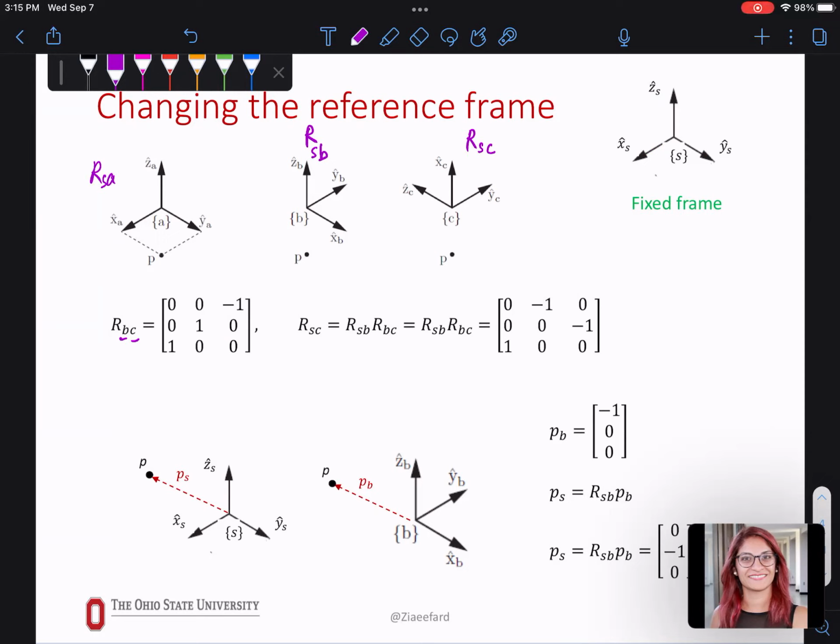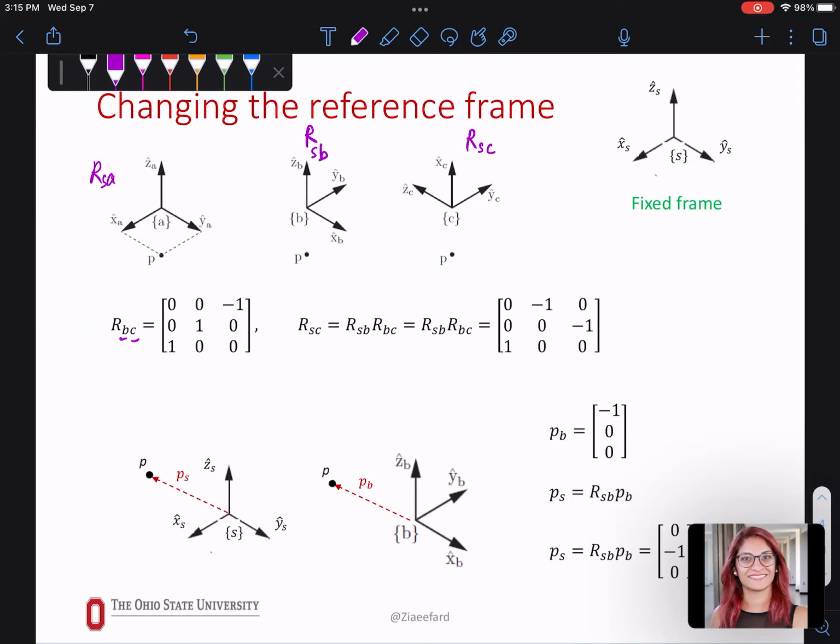If we don't have RBC directly, I want to know how to say, we see that point P. I want to know what would be the position of point P, for example, in different reference frames. If I know it in one of the reference frames, and I know the rotation between all the frames, I can tell you what's the position of P in any of those.